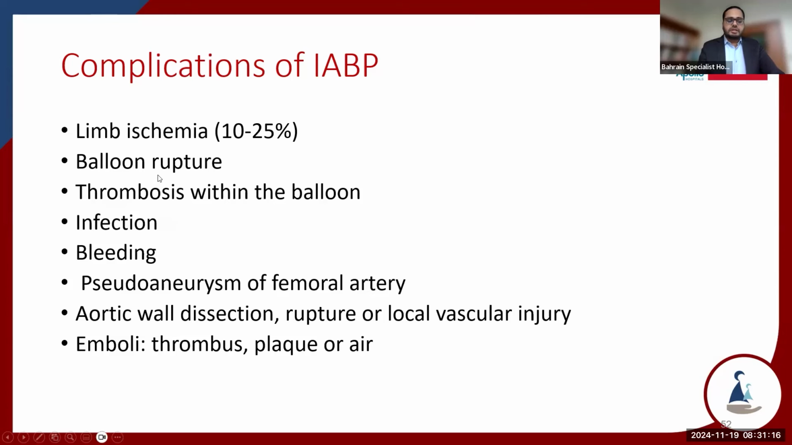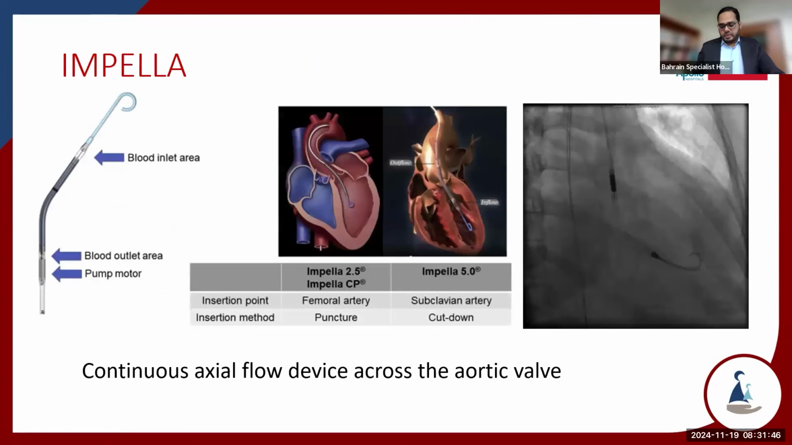The balloon can rupture sometimes, very rarely. There can be thrombosis within the balloon, so you need to anticoagulate these patients very well. Because you're anticoagulating, the risk of bleeding is going to be there. Infection can be there. Vascular complication in the femoral artery can be there. Aortic wall dissection or rupture can be there. And sometimes embolization can occur, either thrombus or plaque, or sometimes air can escape from the balloon into the aorta and cause problems. So we try to put it in for as short a duration as possible.